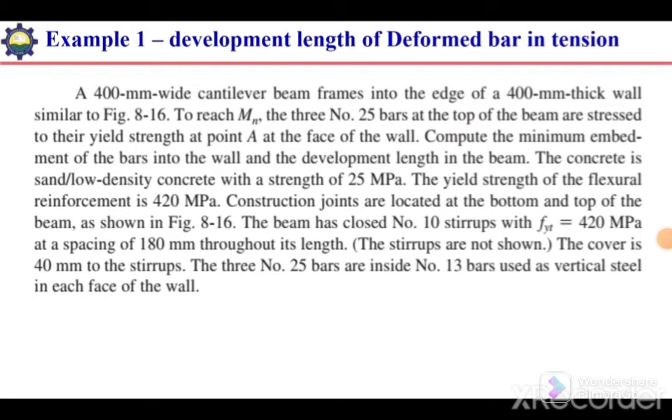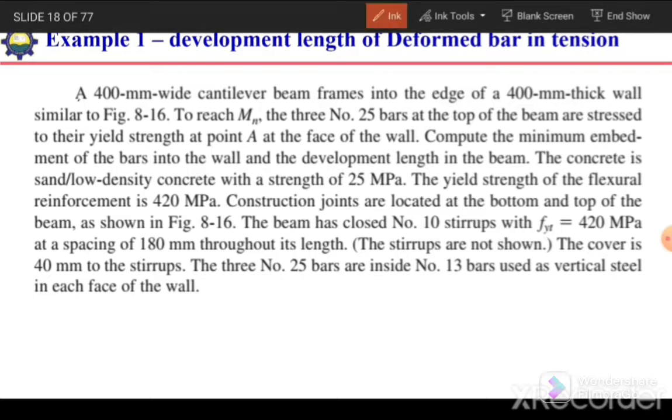In this video we are going to solve one example related to development length of deformed bar in tension. So a 400 mm wide cantilever beam frames into the edge of a 400 mm thick wall. To reach the nominal moment capacity of that beam, the three number 25 bars at the top of the beam are stressed to their yield strength at a point A, as shown in the next figure.